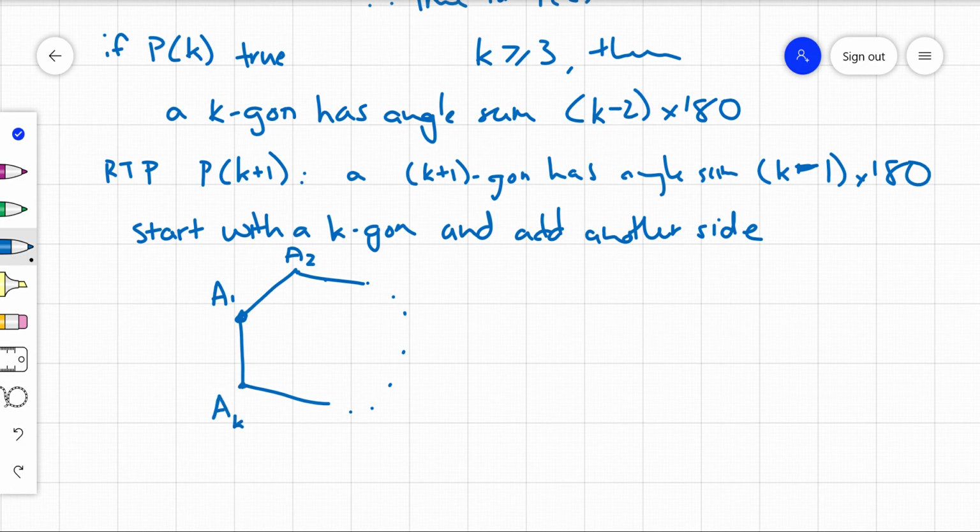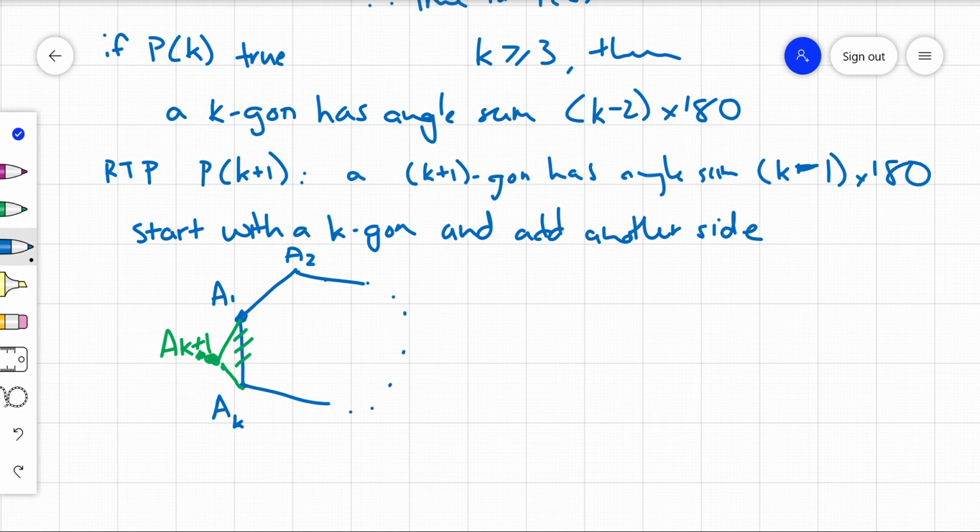So a k-gon, with k sides, has k vertices, and what we can do is get rid of this side and put another vertex there, and that can be AK plus 1. So we get rid of that side and put these two sides on. So we've really added one side there.